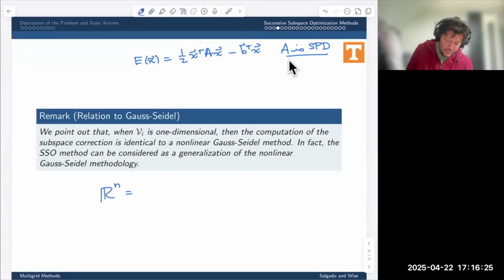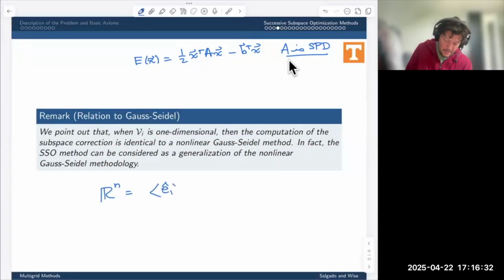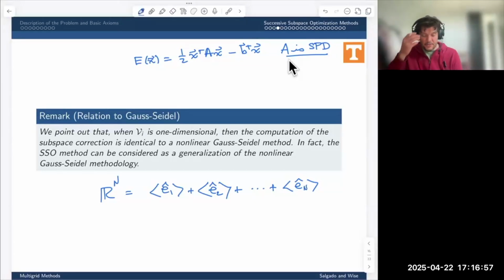Well, what I'm going to do is use the span of E1. That's going to be my first subspace. And the span of E2 as my second subspace. And the span of En as my nth subspace. I guess in this case, to make the notation match, I probably should use capital N. And so that's all I'm saying.